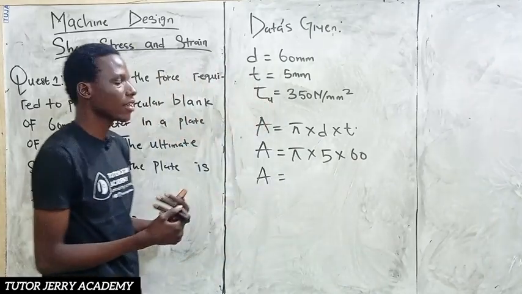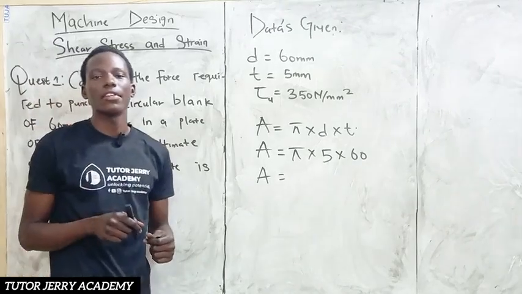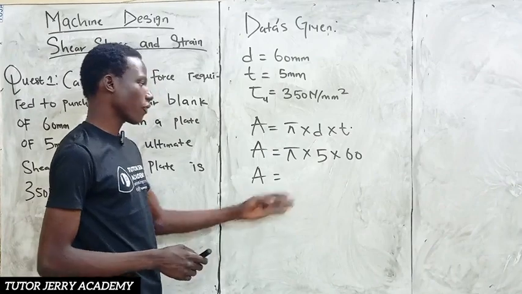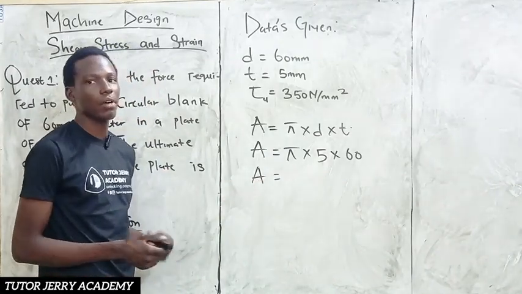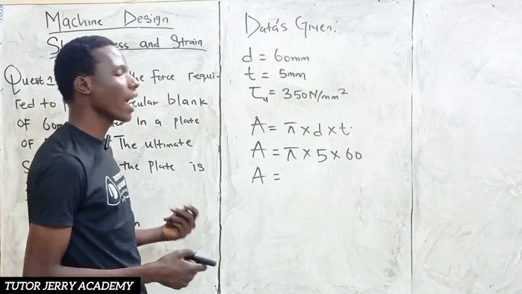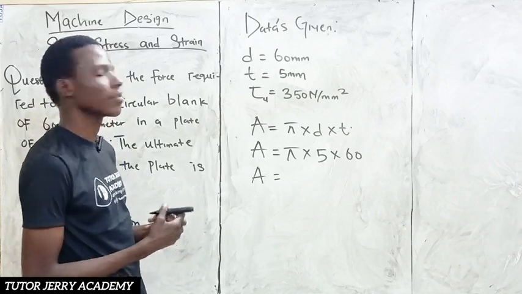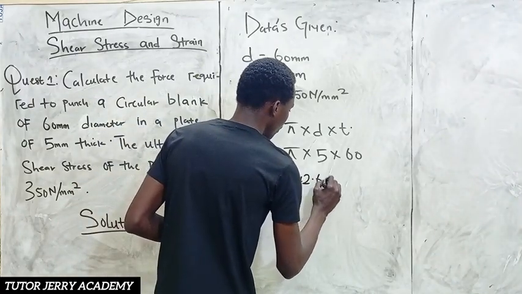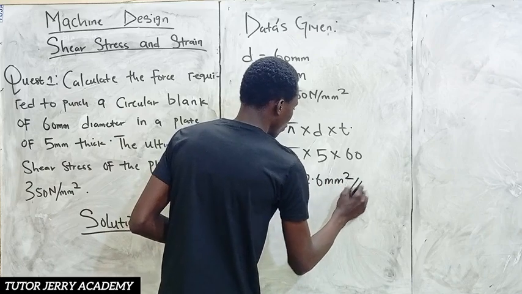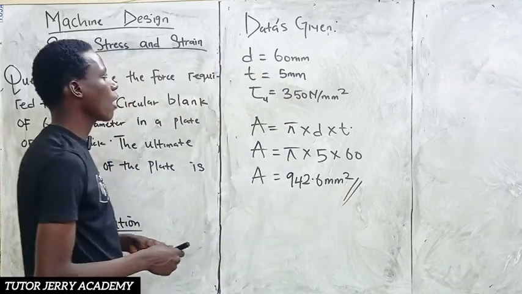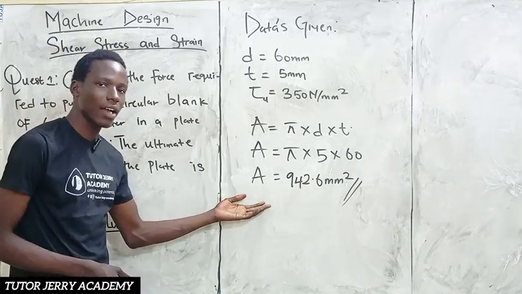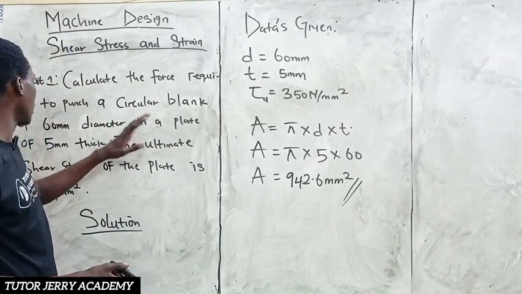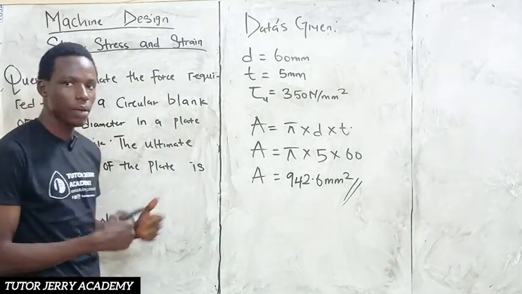You realize that the value of our area A, when you just press this in your calculator, is 942.6 millimeter square. So this is my area. Now, of course, I can use my area to calculate the force required to punch a circular blank.